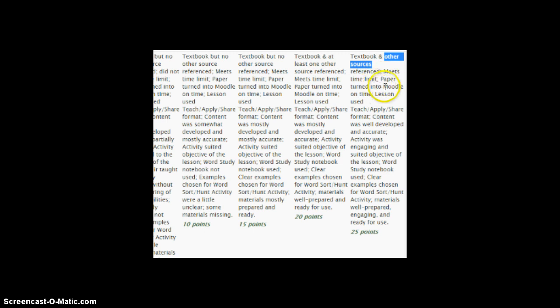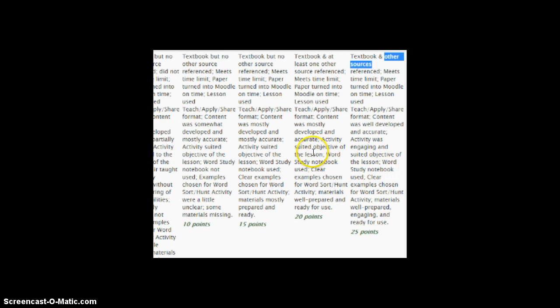You need to meet the time limit, have your paper, that paper means your lesson plan, turned into Moodle on time with the Teach, Apply, Share format. Your content needs to be very well developed and accurate. Again, a difference here between these 2 columns is that the content was mostly developed and accurate. Your activity needs to be engaging and suit the objective of the lesson. Here you have an activity that aligns to the objective, but maybe it's not as engaging as it could be.